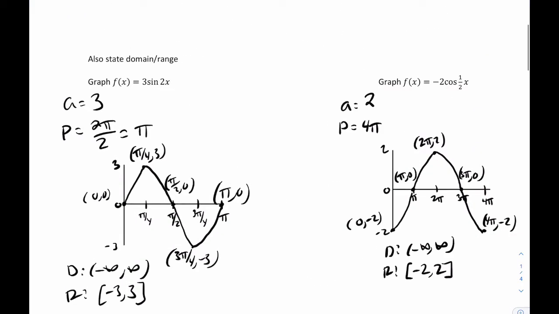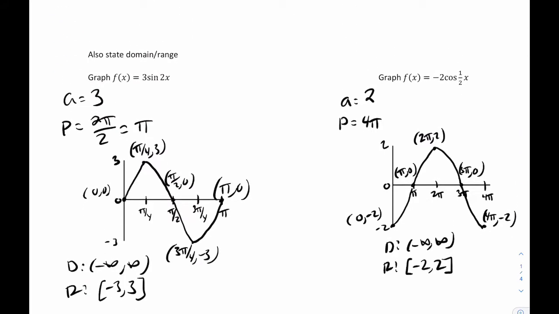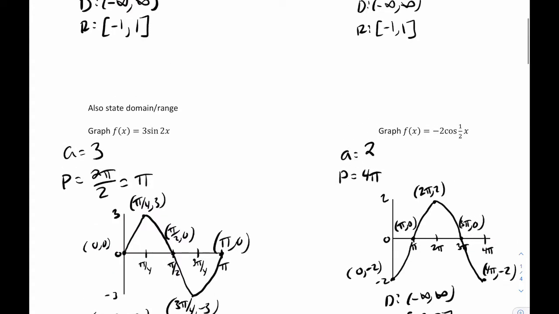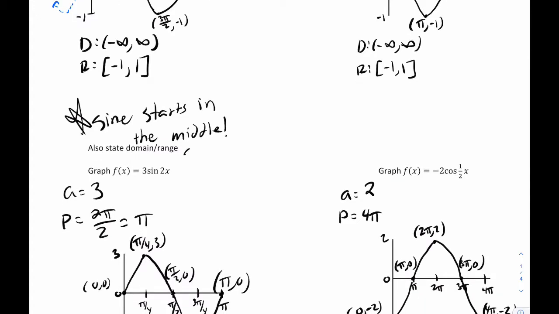Now let's do a couple summary tips here. For sine on the left, notice how all the sines are starting in the middle. So I'm going to put a big star here. Sine starts in the middle. And that's true no matter if it's positive or negative. And that happens because sine of 0 is 0. So no matter what, because of this factor right here, you're going to start at the origin.